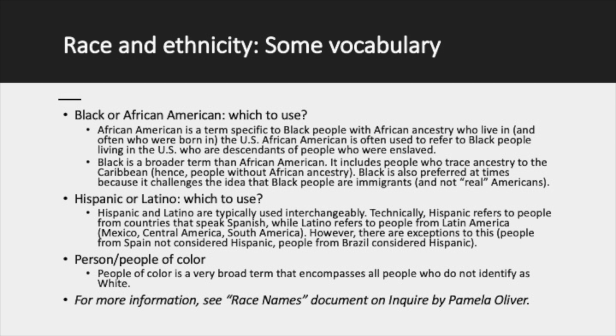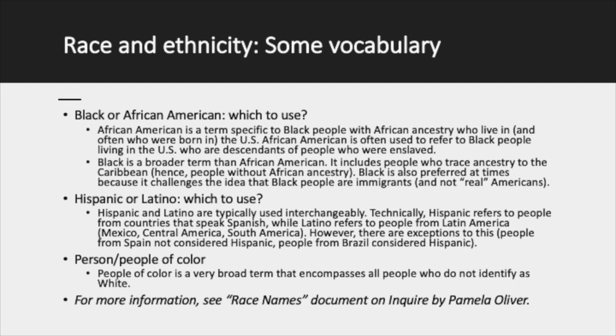So that would include Mexico. That would technically include Spain. While Latino refers to people from Latin America. So this would be Mexico, Central America, South America. And there is a lot of overlap in those who would be considered Hispanic and Latino.